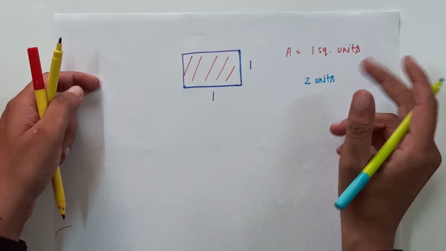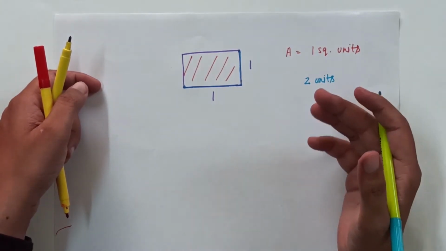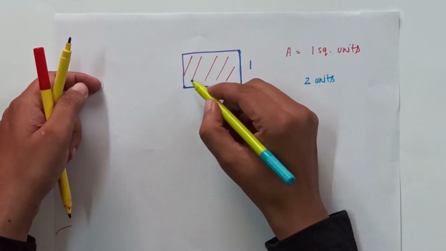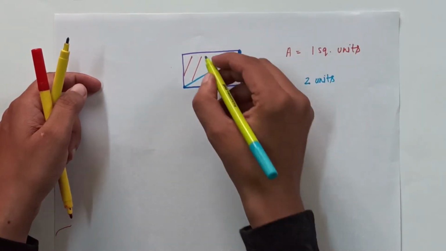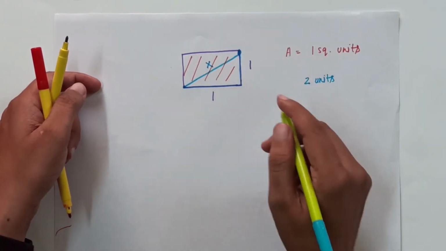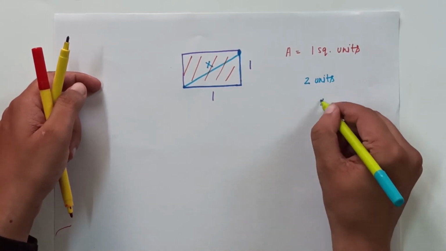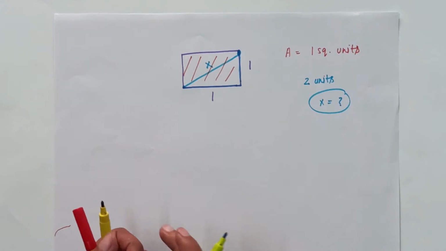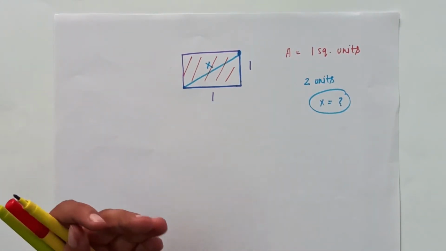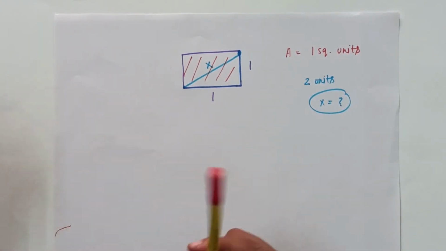But is it the shortest distance? No, it is not the shorter distance. The shorter distance will be if I connect these points diagonally. Let's call this distance x. Now what is x? This is our question. For this, let's pile up these squares in this arrangement.